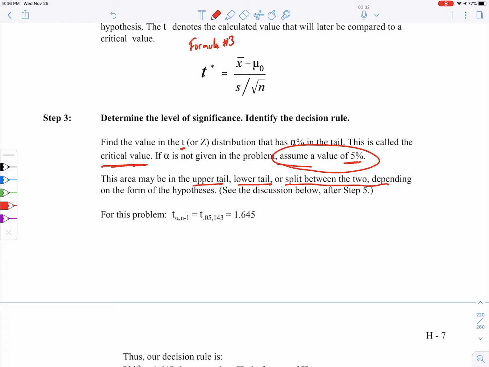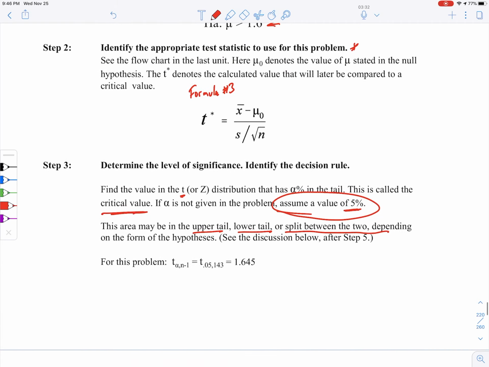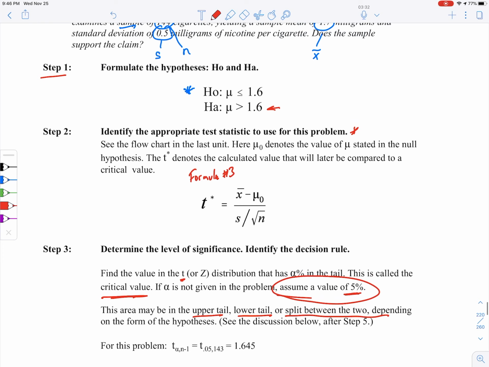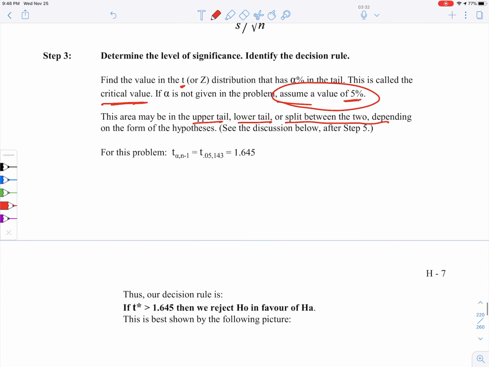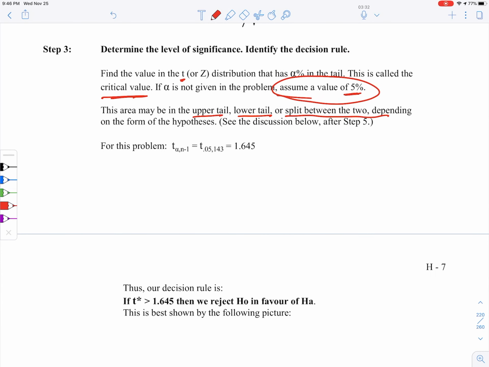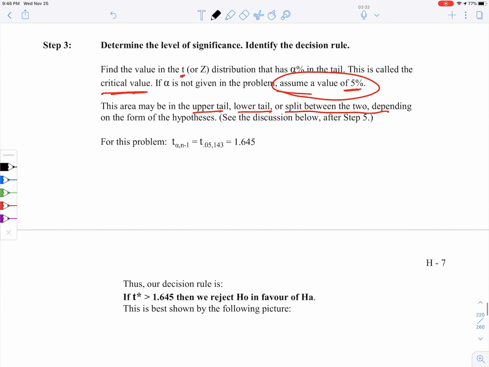This area may be in the upper tail, the lower tail, or split between the two, depending on the form of the hypothesis. We're going to actually talk about that afterwards. Basically what you do, I'm going to show you how, the quick and dirty way of doing this. You look at the sign of the alternative hypothesis and it acts like an arrow. It points, in this case, to the upper end of the distribution. So that's where you put your alpha.